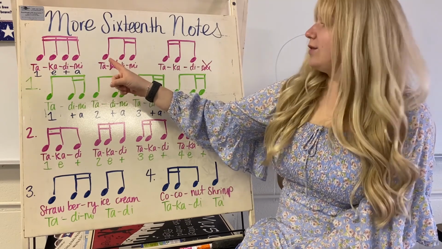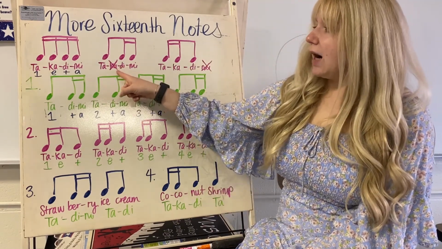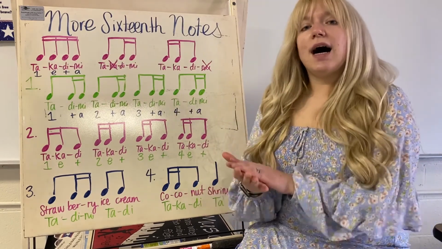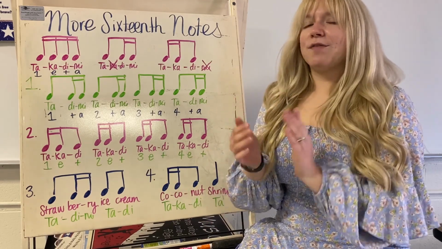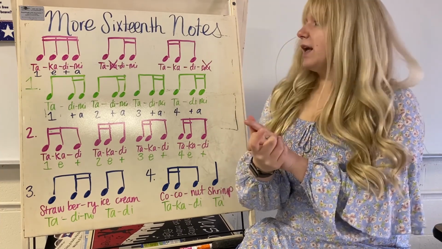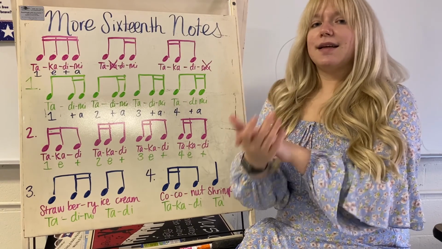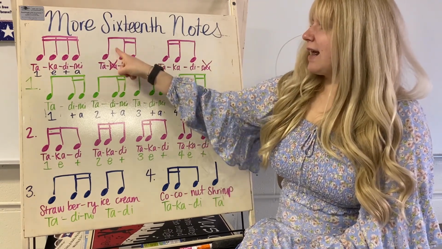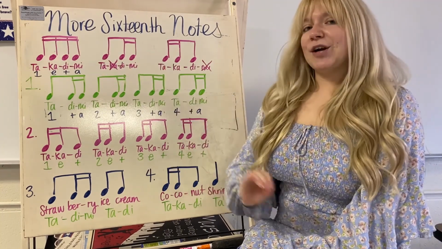So the way we would count this, if we're using takadimis, we're just going to take out that ka part because we don't have a second note there. So it would just be ta-dimi, ta-dimi. Because think about it, if you were going takadimi, I'm going to clap takadimi, but I'm only going to say ta-dimi. Listen. Ta-dimi, ta-dimi. So do you see how because I take that out, it becomes ta-dimi instead of takadimi? This is our new note.